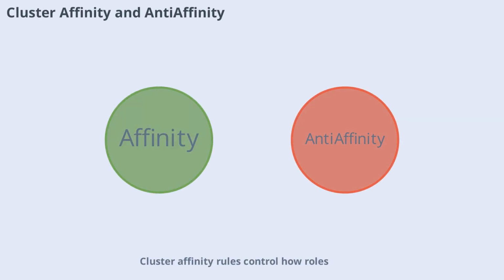Cluster affinity rules control how roles and virtual machines are distributed across nodes. Affinity keeps roles together while anti-affinity tries to keep them apart. Anti-affinity class names can be set to prevent resource-intensive VMs from running on the same node. For stricter separation, cluster-enforced anti-affinity can be enabled, which blocks roles from running together at all costs.